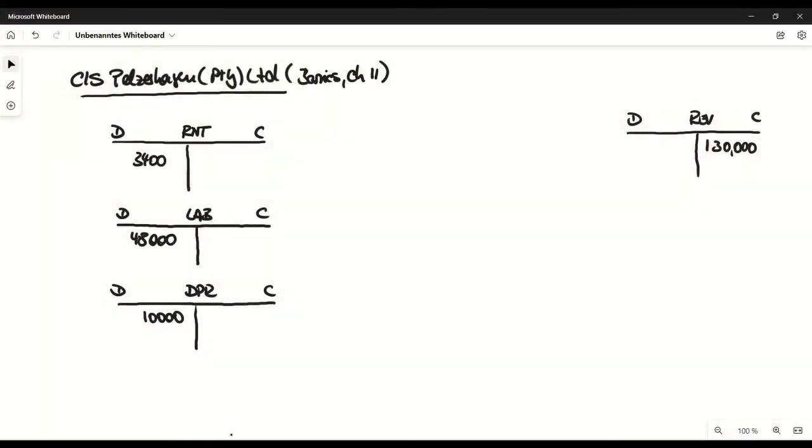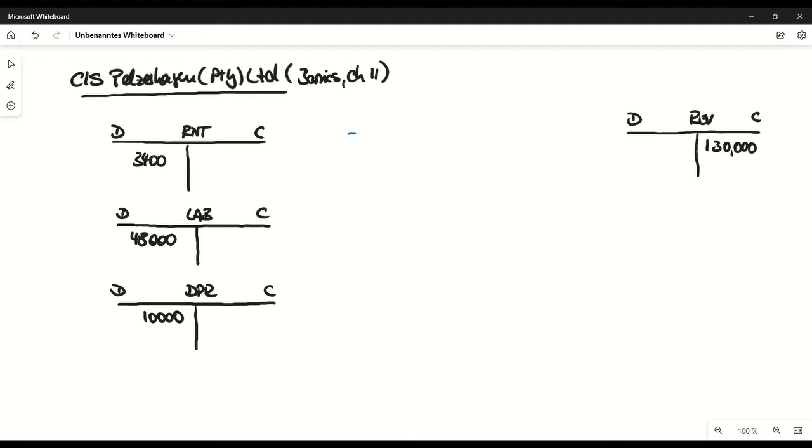For the case study PELZERHAGEN, we want now to prepare the income statement, which means we first have to set up a profit and loss account. We start off where the expenses have been recorded. On the left hand side we see the accounts. Rent is 3,400, labor 48,000 and depreciation is 10,000. On the right hand side we see the revenue account. Revenue at PELZERHAGEN is 130,000.